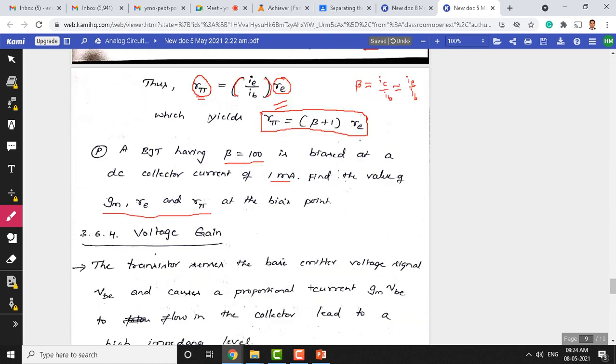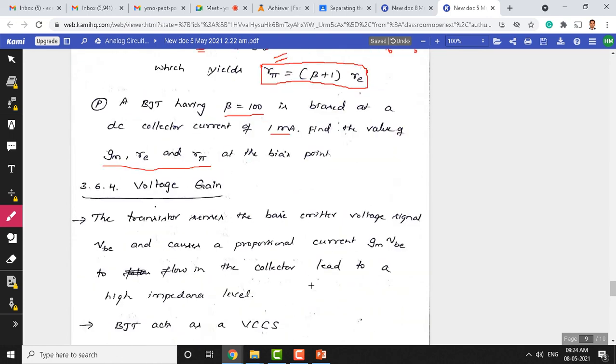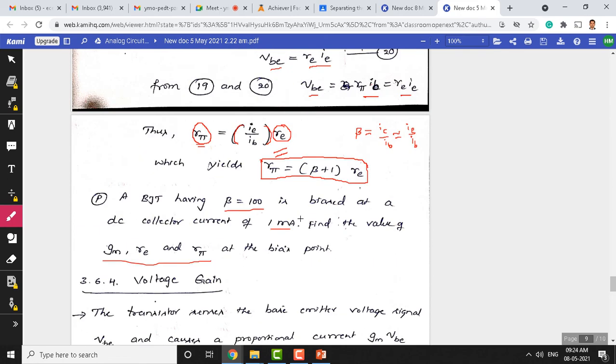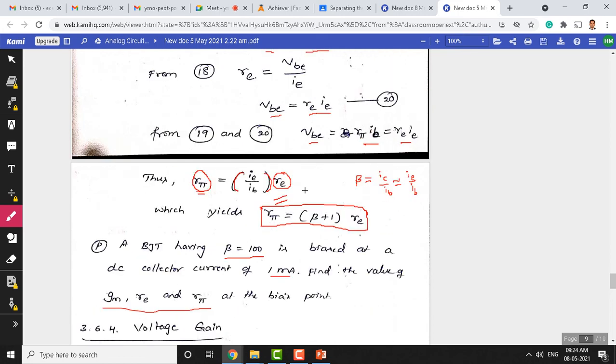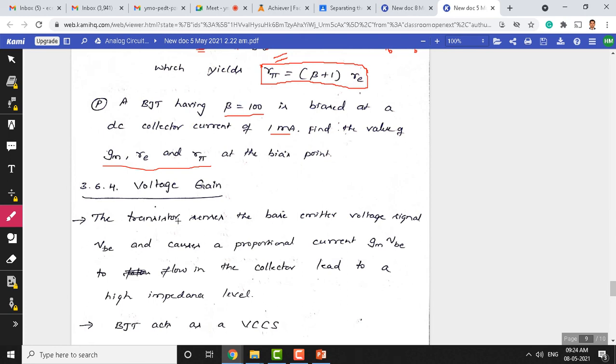Okay. Next, lastly, we have the voltage gain expression. I will end up today's class by deriving the expression for the voltage gain. Voltage gain is very important for an amplifier. Just like we derived equations for Re and Rπ, which are input resistances for the amplifier, this voltage gain is also important. This tells us to what extent, to what magnitude, the amplifier is amplifying the signal strength.